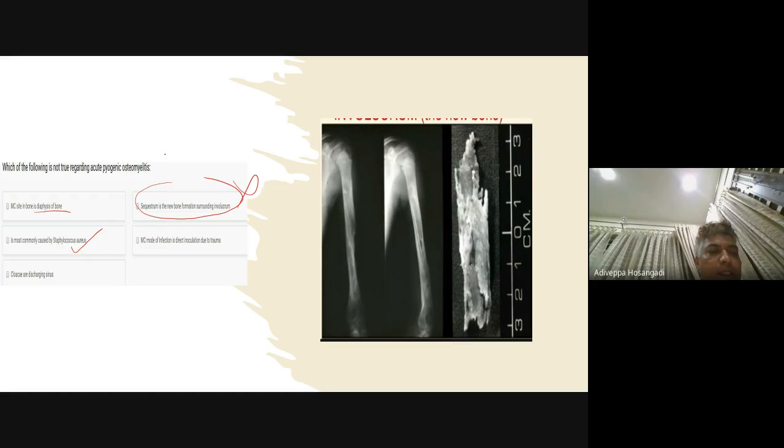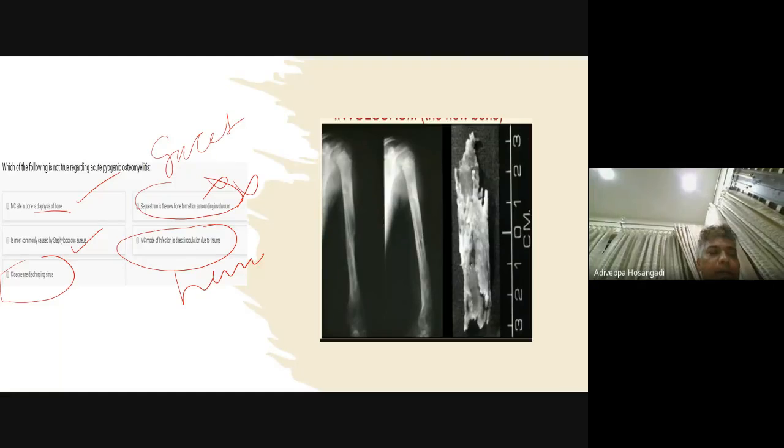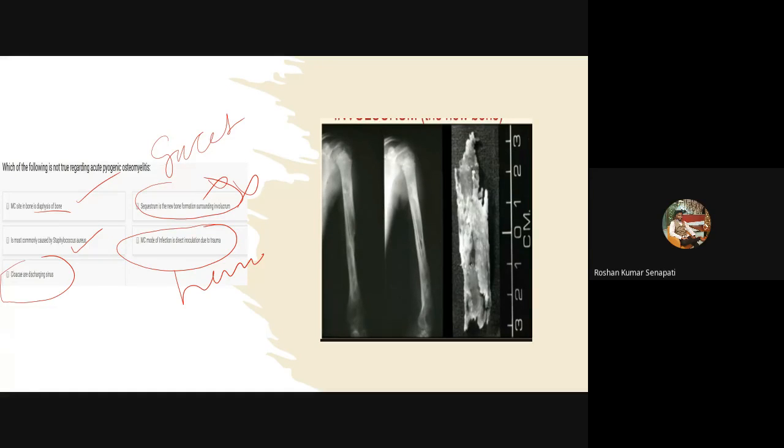Most common, of course, is metaphysis. I think the question must be wrong, but you will remember this fact. Most common is staph. Cloaca is again the opening of the discharging sinuses. I think it must be except or not true. Diaphysis, of course, is not true. It is metaphysis. But this is also wrong. Sequestrum is not new bone. Most common mode of infection is direct inoculation of trauma? No, it is hematogenous spread.